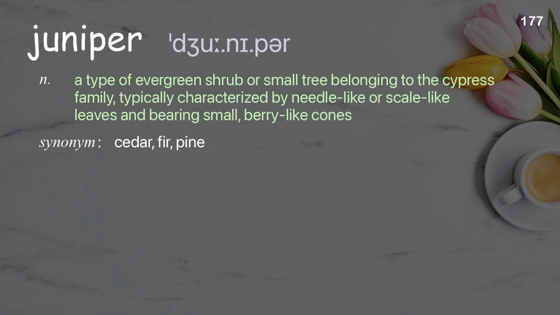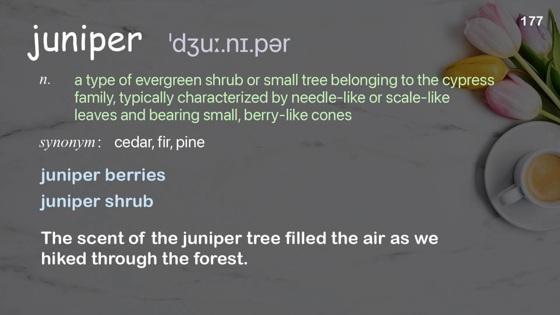Juniper. A type of evergreen shrub or small tree belonging to the cypress family, typically characterized by needle-like or scale-like leaves and bearing small, berry-like cones. Examples: Juniper berries. Juniper shrub. The scent of the juniper tree filled the air as we hiked through the forest.